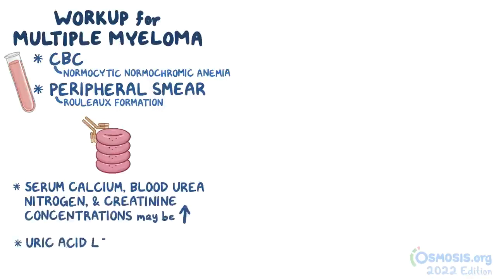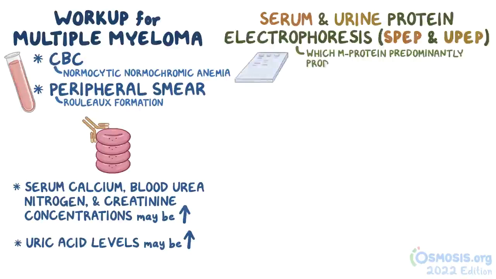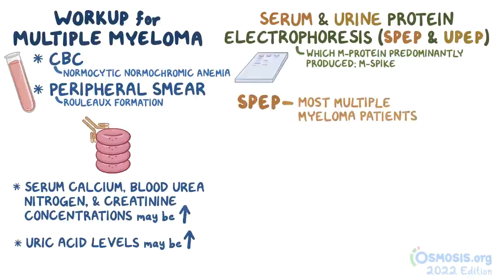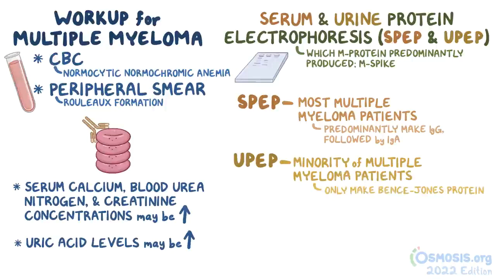Also, uric acid levels might be elevated due to increased cell turnover. Serum and urine protein electrophoresis, or SPEP and UPEP, respectively, are important to see which M protein is predominantly being produced, and is seen as an M spike. SPEP detects most multiple myeloma patients that predominantly make IgG, followed by IgA, while UPEP is used to detect the minority of multiple myeloma patients who only make the Bence-Jones protein.